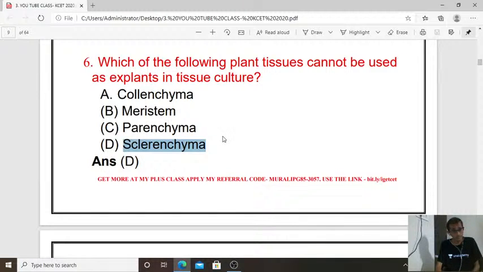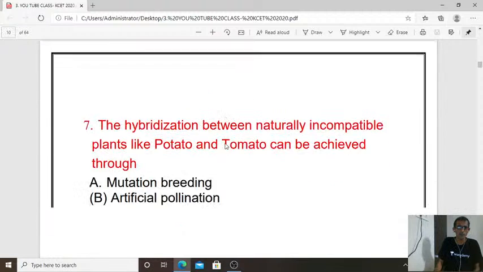So they are not meristematic, isn't it? Only the meristematic tissues are going to be utilized as the explant in tissue culture, because they show the totipotency phenomenon, the ability to produce an entire organism. Parenchyma and collenchyma are there, but Sclerenchyma is the right answer. Dead mechanical tissue, dead cell. Sclerenchyma in the initial level of development is living, but when it reaches maturity, it will become dead. So the answer is D for the sixth one.